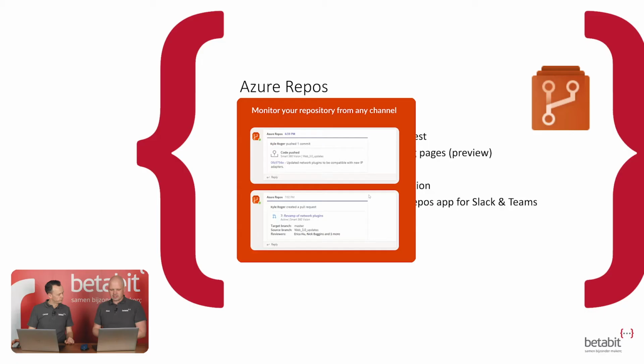So for the notifications of events that are happening on your repo, they have more information available. Now, this is an example of how you can have your repository being monitored from a Teams channel. So again, this is in Teams, and here you can see that Kyle Roger pushed some code, and he created a pull request for the revamp of the network plugins. So you can actually start interacting right from here. So it makes it easier to collaborate with your team members.